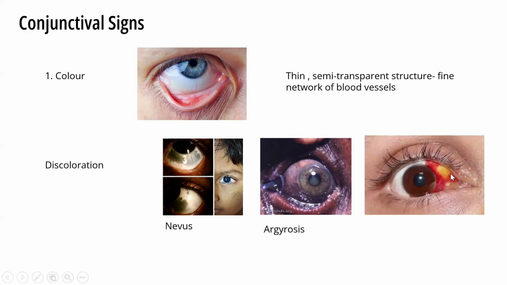Or you can see reddish discoloration of the conjunctiva. This is usually because of subconjunctival hemorrhage. There's a bleed under the conjunctiva. You can see a reddish, well-defined, diffuse red blotch on the conjunctiva, in which blood vessels are not seen or not prominently seen. It just looks like a subconjunctival bleed, that is, subconjunctival hemorrhage.